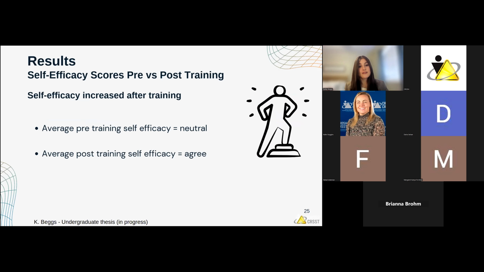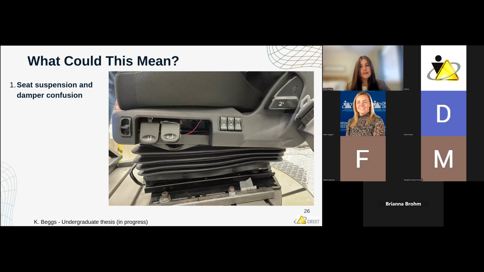And then self-efficacy, we're also seeing an increase post-training. So the average pre-training confidence score was neutral, and then the average post-training score increased to they're agreeing with it. So what could this mean?